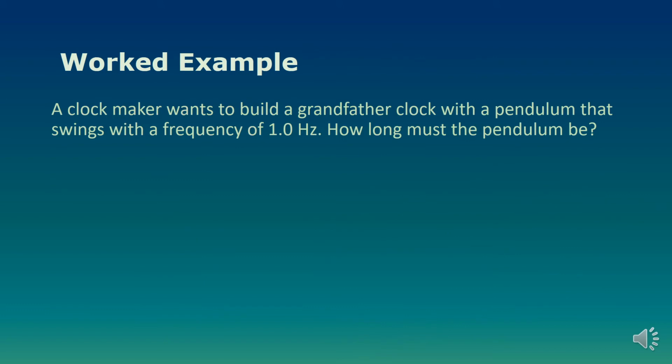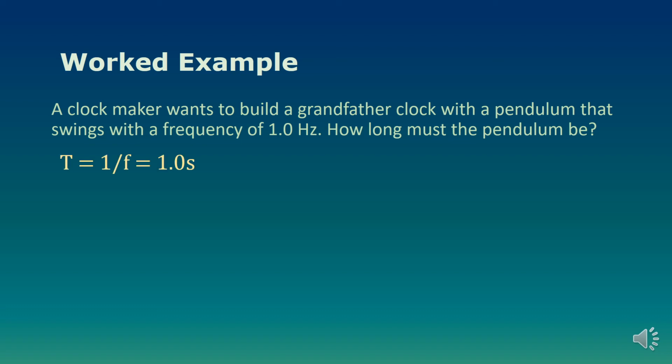Have a little look at a worked example then. Okay, so a clockmaker wants to build a grandfather clock with a pendulum that swings with a frequency of 1 Hertz. How long must the pendulum be? Okay, naturally we're making the assumption that he's going to build this pendulum on Earth as well. So again, it's just a case of putting numbers into an equation really and just being careful with units and rearrangements. It's more of a maths issue here than a physics bit to answer these particular mathsy examples.